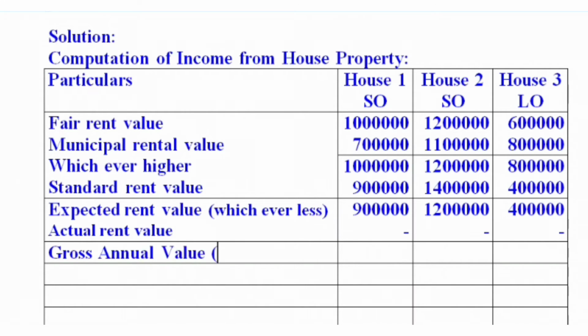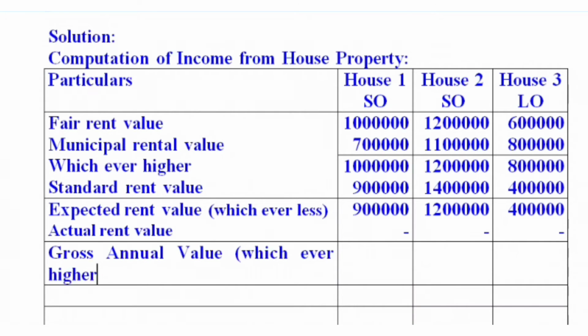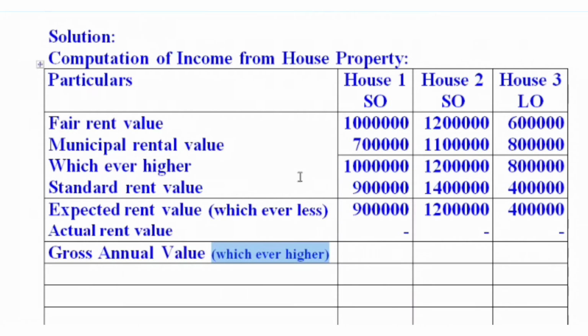Since no actual rent is given, the ERV is going to be considered as gross annual value. Even though it is not given, I mentioned it in the bracket, whichever is higher, just for format, as it's the regular format for calculating gross annual value. On comparing ERV and ARV, the higher value is going to be taken as GAV, that is gross annual value.